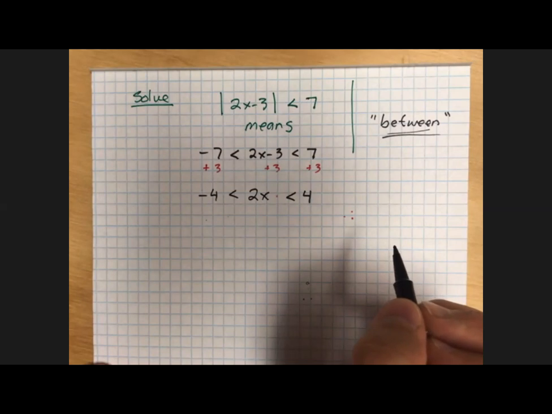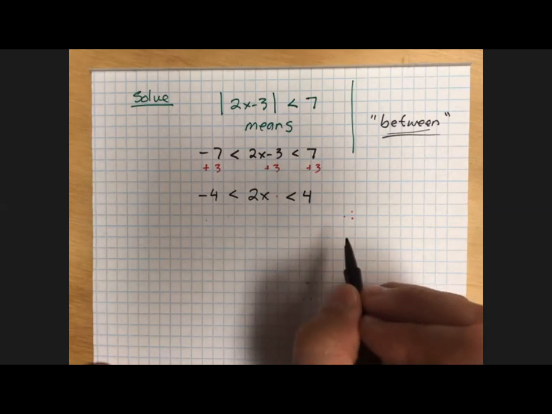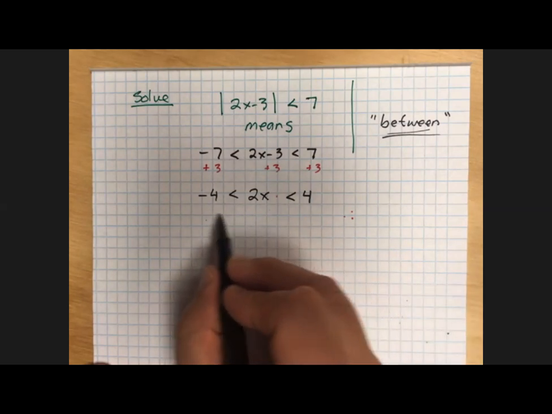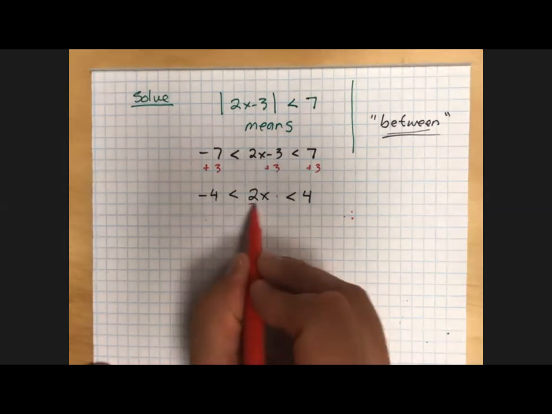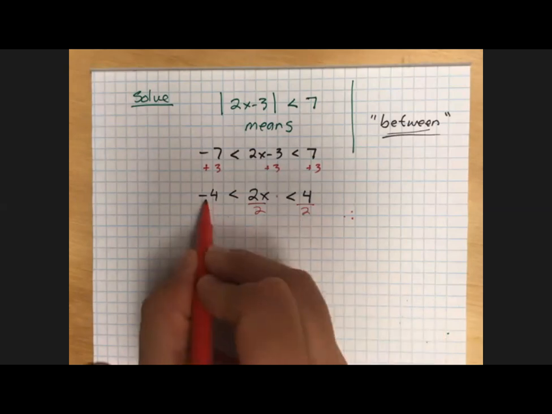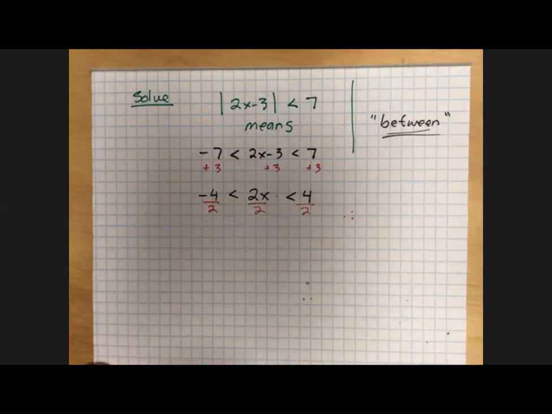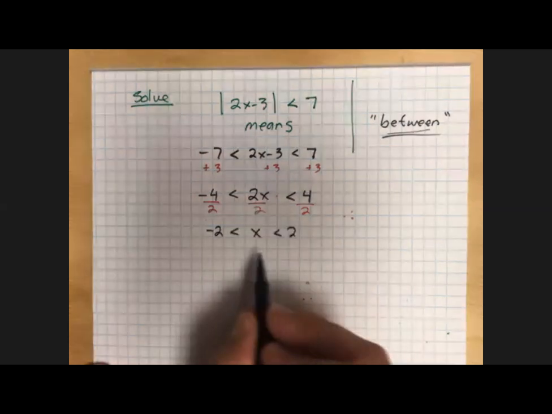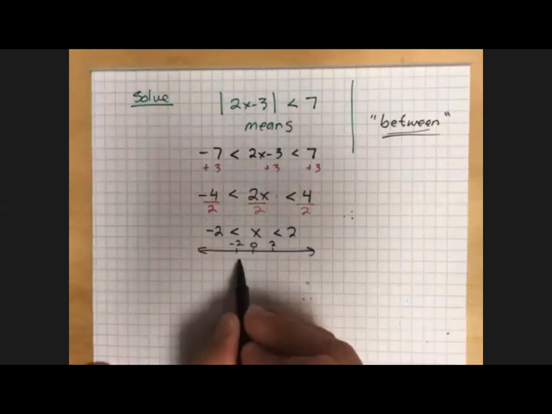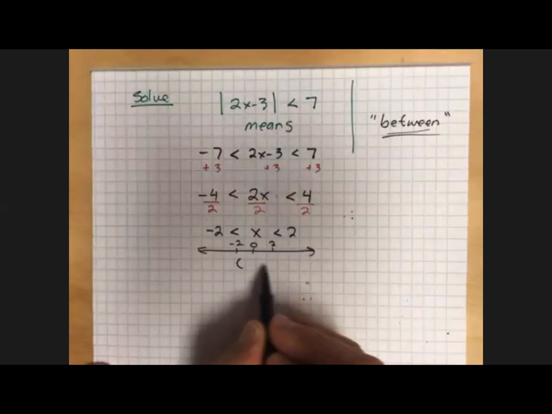I wasn't trying to make a crazy problem. Next problem, I'll make a little bit crazier. Now, next up, I want to know what x is. I will divide everybody by 2. Divide by 2, divide by 2, divide by 2. -2 is less than x, is less than 2. And the answer, if I was to draw it, would just be from -2 to 2 and no more. Soft brackets, no equal signs.